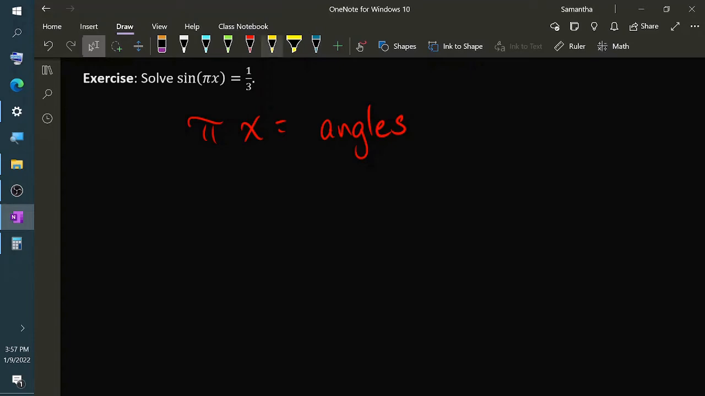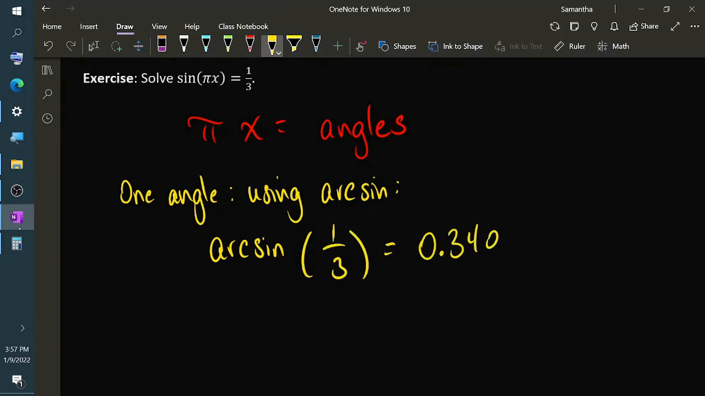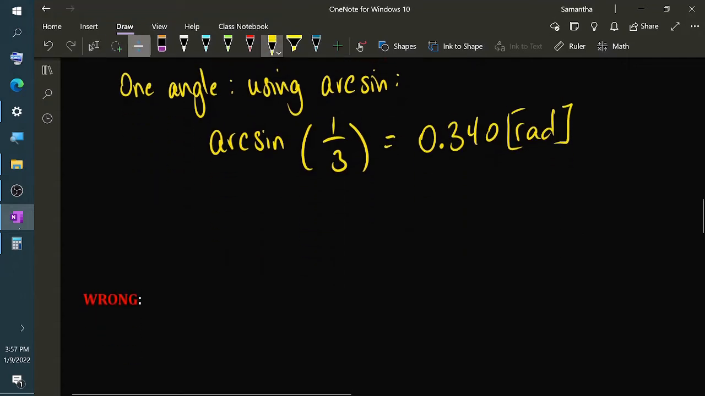Okay, so the first thing that I'm going to do is find one angle using arcsine. So I'm going to determine the value of arcsine of 1/3 using the calculator. This is equal to 0.340 radians. Now let's use this answer together with the unit circle to find all the other angles at which sine outputs this same value.